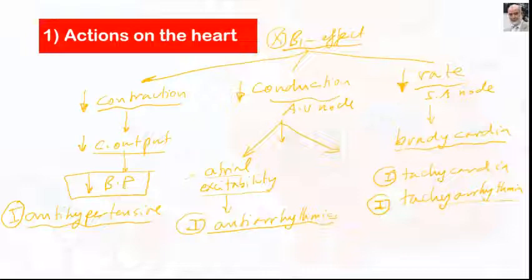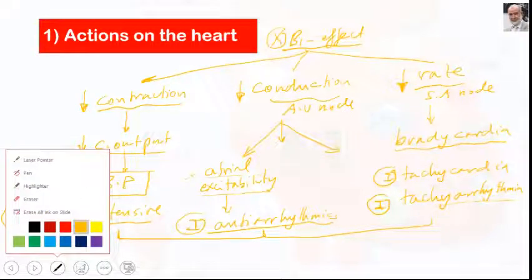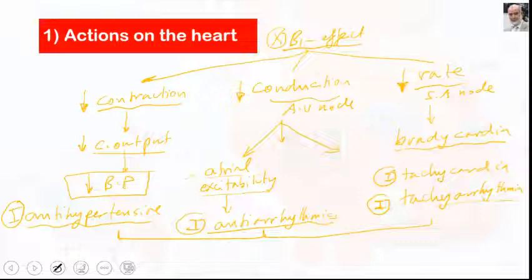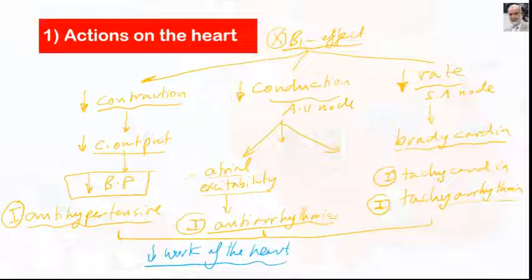Now, if they decrease the contraction, decrease the conduction, decrease the rate, it means that they will decrease the work of the heart. These three: decreasing the rate, decreasing the conduction, decreasing the contraction. What does it mean? It means the heart will work more or will work less? Of course, the heart will work less by decreasing the work of the heart. Heart will work less because contraction is less, conduction is less, heart rate is less. That means the work of the heart will be decreased.